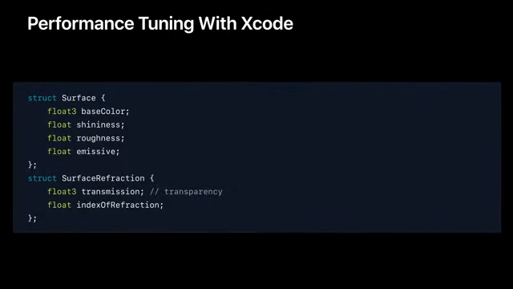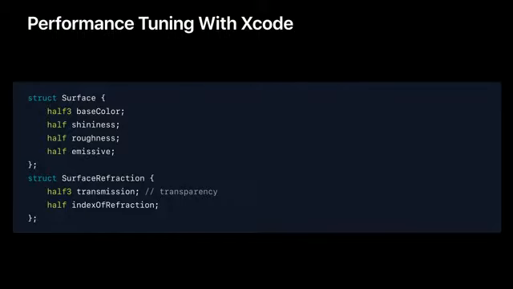Here, we've refactored the transmission and index of refraction variables into their own struct. By separating the structs, only rays that hit transparent surfaces will have to touch the refraction data. But we can still do a bit better. Now we've changed all of our variables to half data types to save even more space. We've reduced our memory usage from 40 to 20 bytes, and rays that don't hit transparent objects will only need 12 bytes.